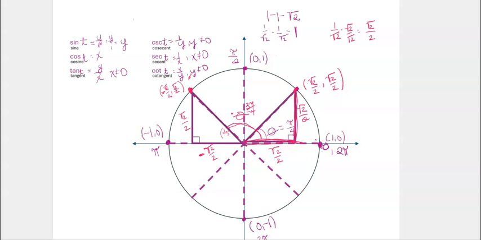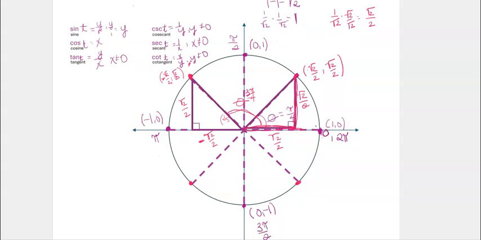Now I would like for you, for your homework on the unit circle that you already started filling out, to find the coordinates for 5 pi over 4 and 7 pi over 4. And bring that to class on Tuesday.